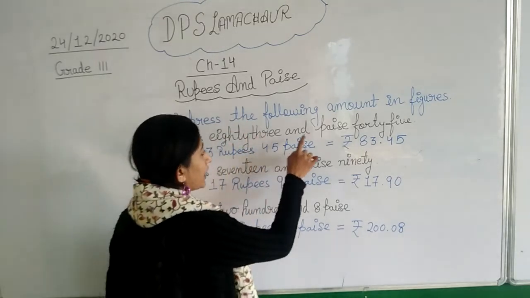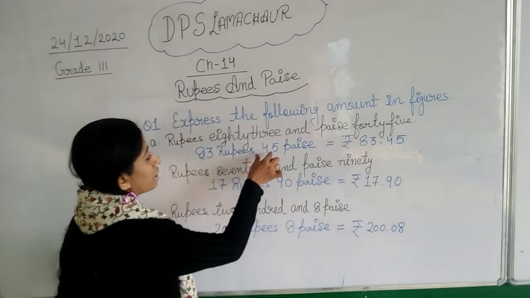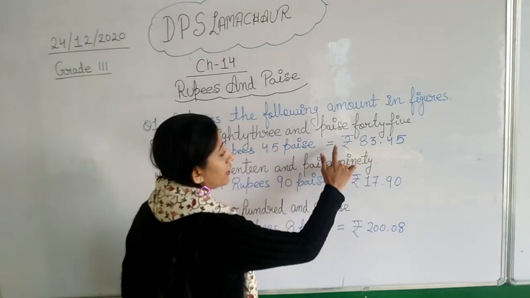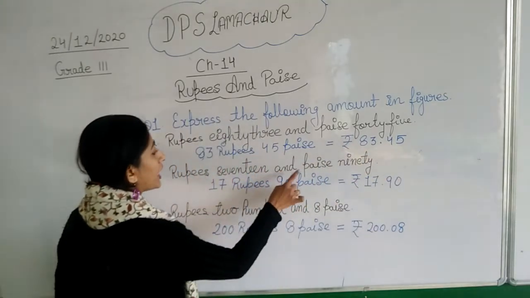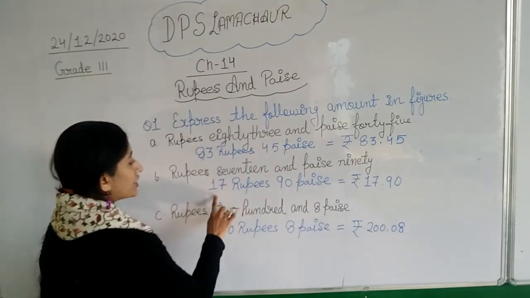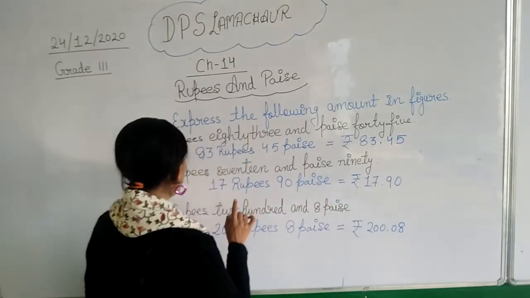Rupees 83 and paise 45. So what have we written? 83 rupees 45 paise, and we have written rupees 83.45. Rupees 17 and paise 90. So 17 rupees 90 paise. This is rupees 17.90.